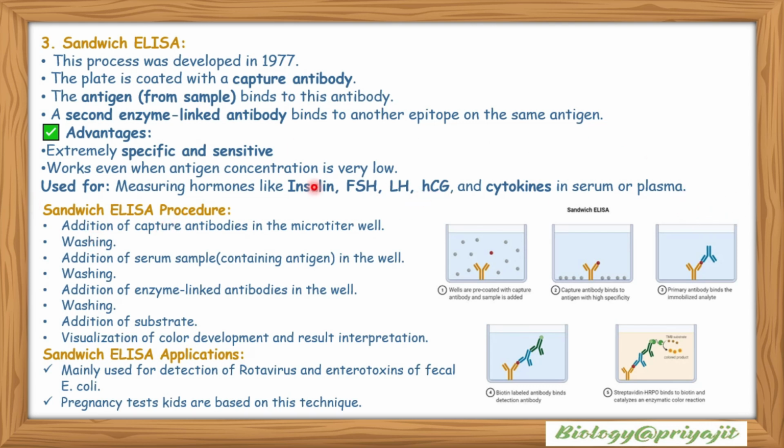Sandwich ELISA procedure: addition of capture antibodies in the microtiter well, washing, addition of serum sample containing antigen in the well, washing, addition of enzyme-linked antibodies in the well, washing, addition of substrate, then visualization of color development and result interpretation. Sandwich ELISA applications: it is mainly used for detection of rotavirus and enterotoxins of fecal E. coli. Then pregnancy test kits are based on this technique of sandwich ELISA.